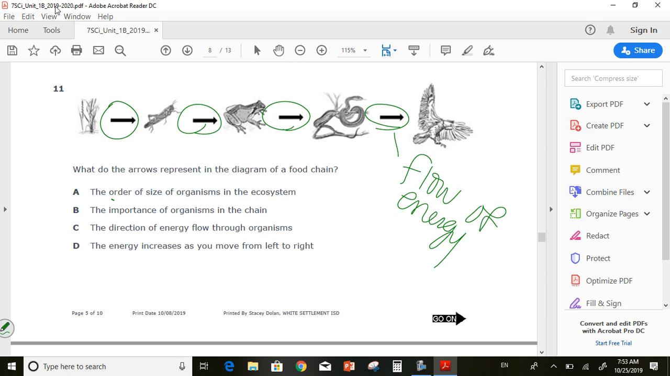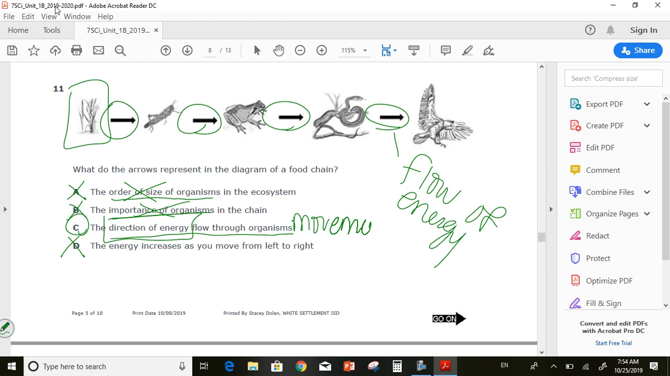The order of size, no. The importance, no. They're all important, especially the producers. The direction of energy flow through organisms, or the energy increasing as you move. This one's not it, this one's not it, this one's not it. See, it's the direction, the flow, the movement, okay? The movement of energy. Alright, so that's number 11.